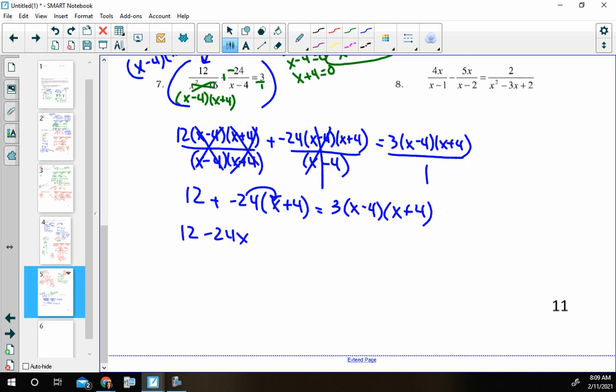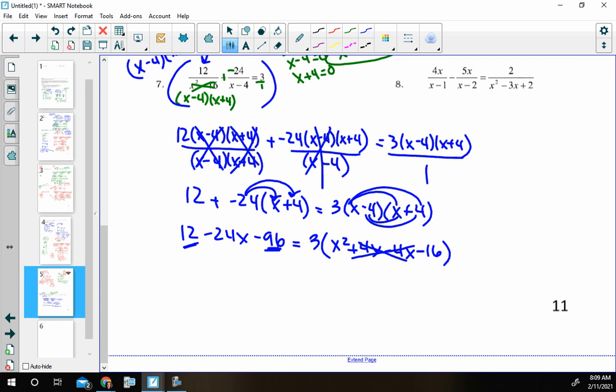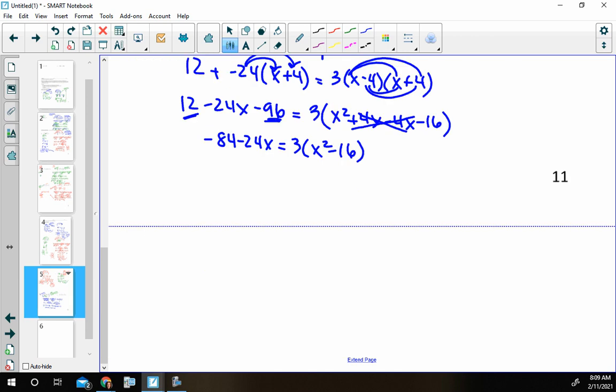So this gets to be negative 24x and negative 96. 3 stays out here. X times x is x squared. Plus 4x minus 4x minus 16, which I can combine and cancel, so it gets a little bit smaller. So really what's over here, if I rewrite it, first off I can simplify this. Our 12 minus 96 is a negative 84. And this is just x squared minus 16.